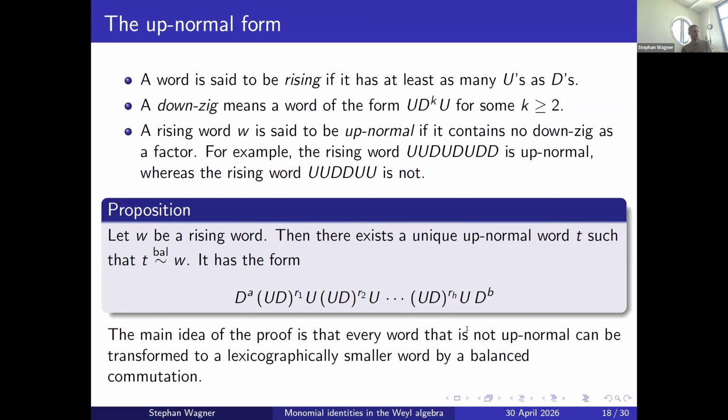The main idea of the proof here is that if a word is not abnormal, then there is a downzig somewhere, and you can apply some balanced commutation that will transform the word into something that's lexicographically smaller. And then the lexicographically smallest word is necessarily the abnormal representative.